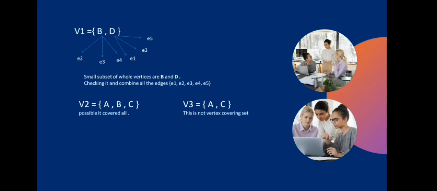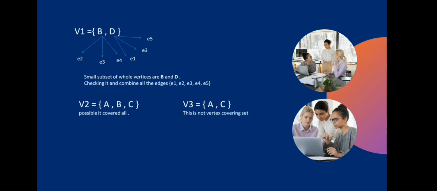So let's assume V1 is a subset of B and D. B has 3 visiting edges E2, E3, E4 and D has 3 visiting edges E1, E3, E5. A small subset of all vertices are B and D. If we combine these, we get E1, E2, E3, E4, E5, covering all the edges. Hence the collected set, that is nothing but a small set V1, is a vertex cover for our particular graph. So this is the concept.